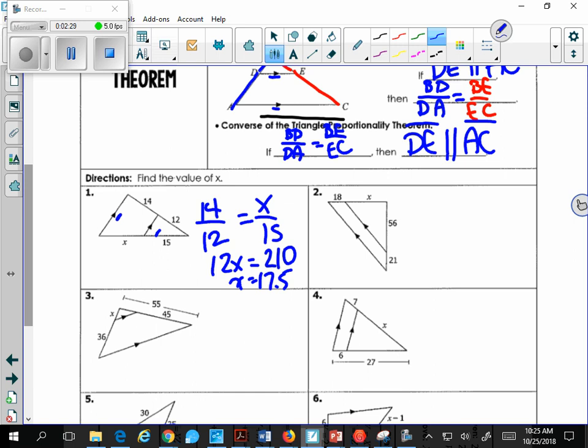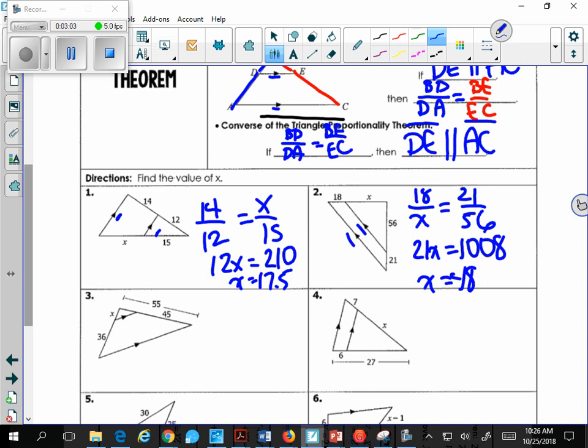Now I'll do one more example with you. I'm looking at number 2 now. Again, I've got my parallel lines right here, so I'm going to say if I've got 18 to x, that should be equal to 21 to 56. I'm going to do that math out. 1008, and I get that x equals 48.